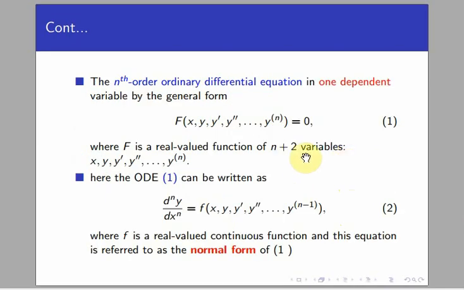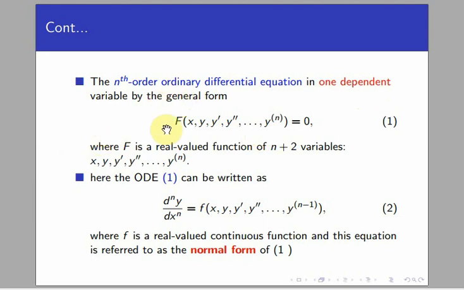The nth order ordinary differential equation in one dependent variable can be given in the general form f of x, y prime, y double prime, and so on, y nth derivative equals 0. The general form of the nth order ordinary differential equation with respect to one independent variable and one dependent variable can be given in this form.